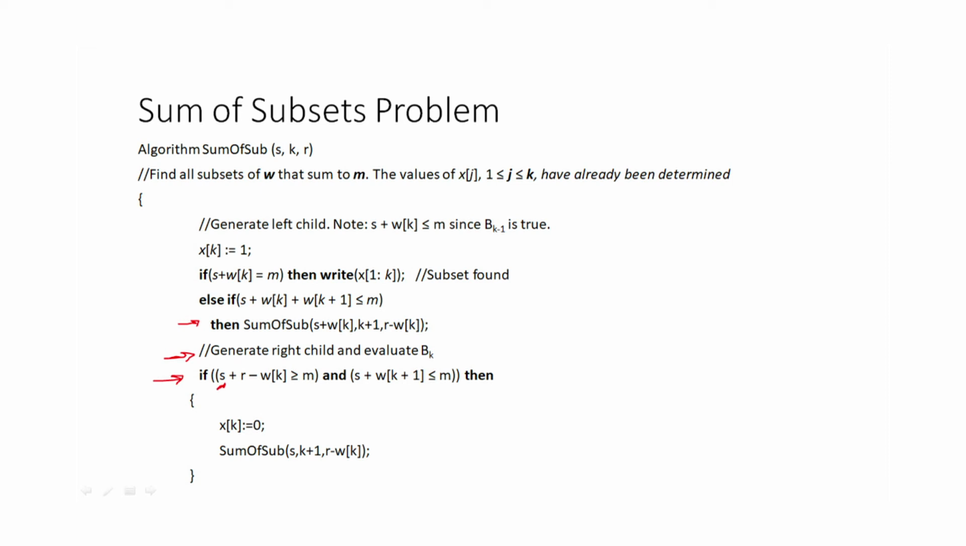So, the sum of the weights so far that we have considered plus R minus Wk. Now this means that we are not considering Wk. Here, the first case we said we considered x of k is equal to 1. So for this case we are considering this weight. Now there is also a possibility that we may not consider this weight and see whether we will be able to get a solution or not.